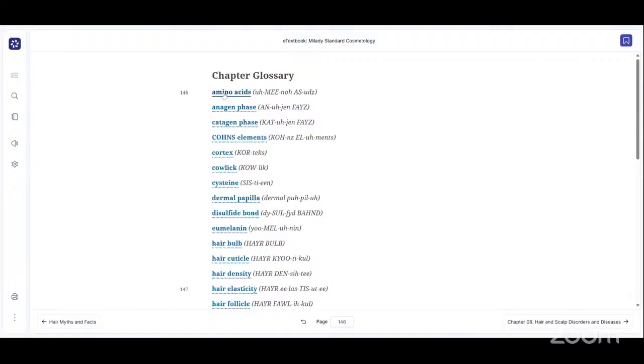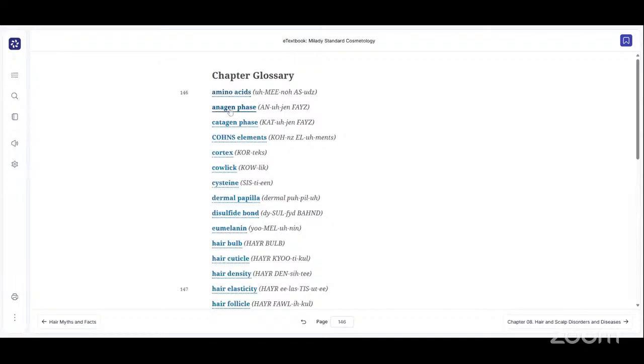We have amino acids. Amino acids are associated with the components that make up hair. When you think about amino acids, you just think about N bonds, hydrogen bonds, cones, things of that nature. So that's one.